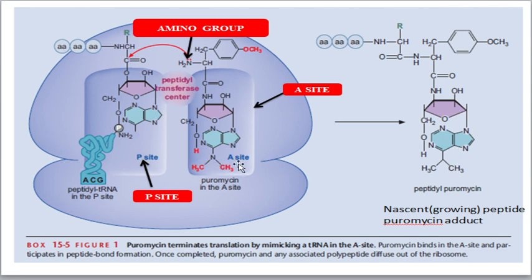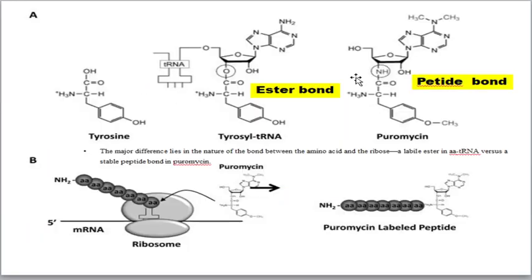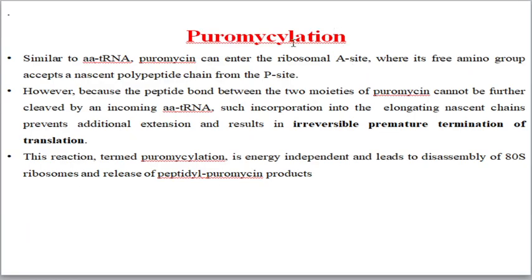So here is the P site, here is the A site. It will occupy the A site of the larger subunit. If instead of this puromycin an actual tRNA is carrying the amino acid, then the protein will be synthesized normally, but since this puromycin is present, ultimately it cannot carry on the process. As a result, it will dissociate with a premature termination. So you should know about this puromycylation process, friends.